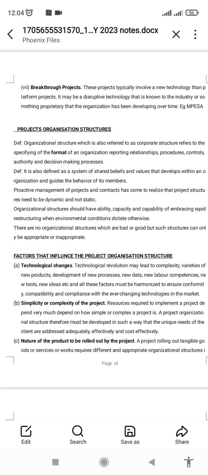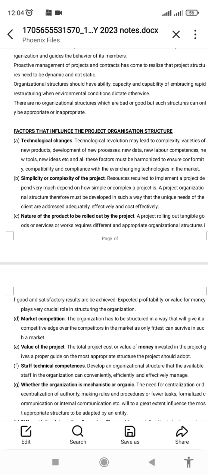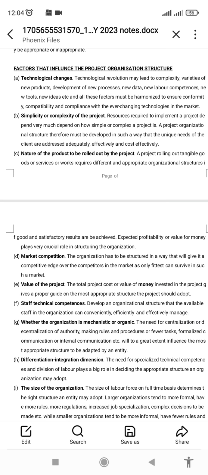You can also define it as a system of shared beliefs and values that develops within an organization and guides the behavior of its members. So organizational structure should have the ability, capacity, and capability of embracing rapid restructuring when environmental conditions dictate otherwise. So there are a number of organizational structures, but none are bad or good; such structures can only be appropriate or inappropriate. So thereafter I'll go to factors that influence project organizational structure. I hope you've all got the meaning of organizational structure.